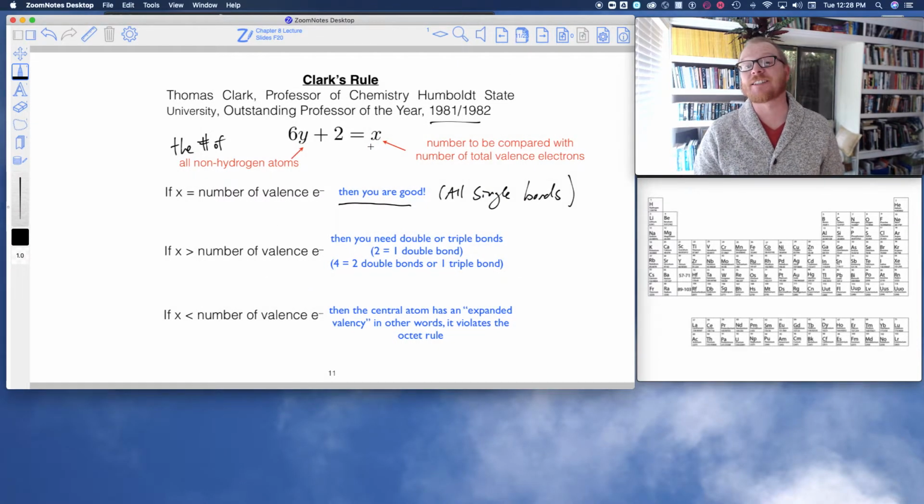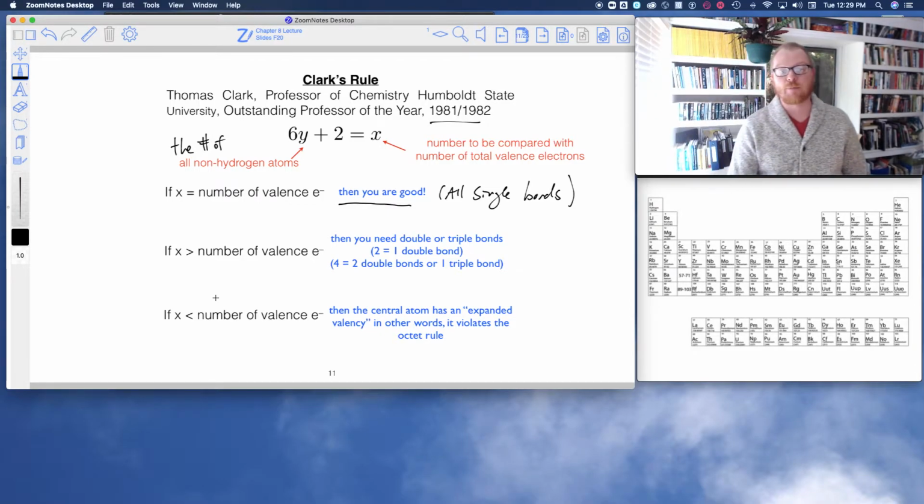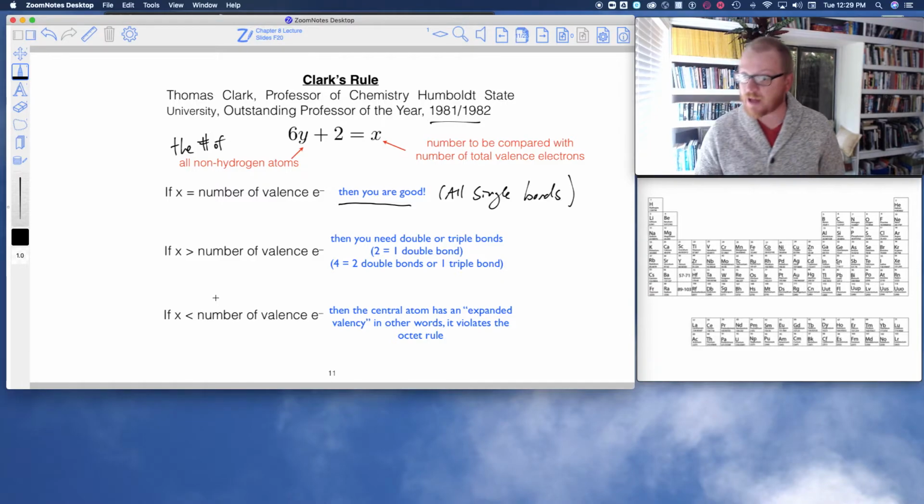So, what if X does not equal the number of valence electrons? Well, this is where this rule is very useful. If X is greater than the number of electrons, then that means we need double bonds. And there's a really nice pattern with this. If X is greater than the number of valence electrons by 2, then we need 1 double bond. If X is greater by 4, then we either need 2 double bonds or 1 triple bond. And so forth. If X is greater than valence electrons by 6, that could be 3 double bonds or 2 triple bonds, etc.